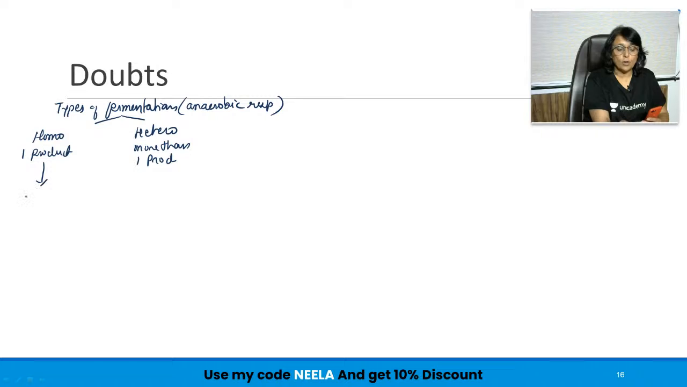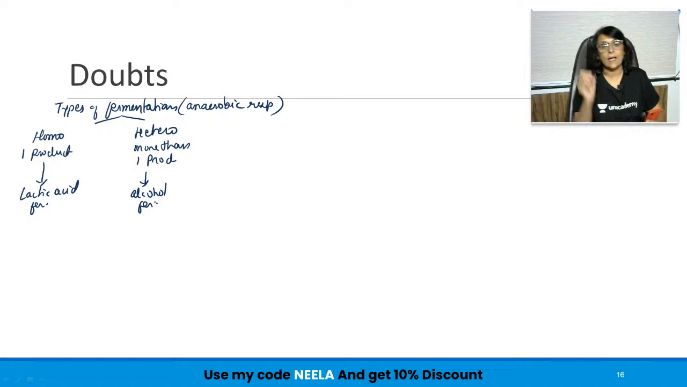If we are talking about homofermentation, then lactic acid fermentation is the answer for this. And if we are talking of hetero, then alcohol fermentation is the answer. Just types, okay? So Hiren, you got the answer, just the types, homo and hetero. You can call it lactic acid fermentation or alcohol fermentation. Clear?